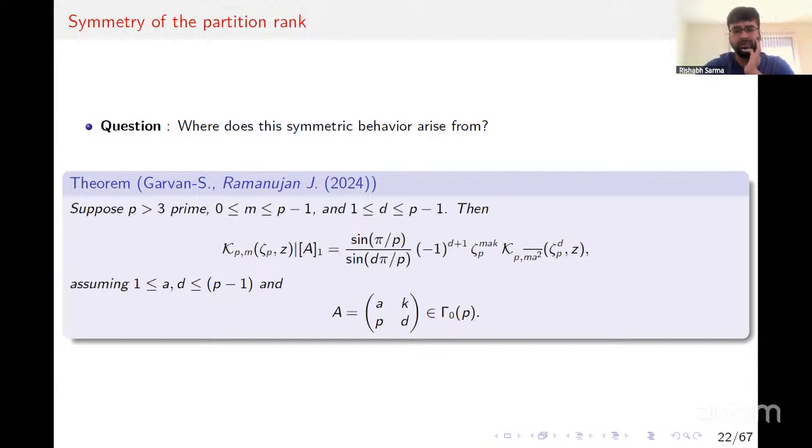This appeared in the Ramanujan Journal a couple of years back, where we see that the action of the congruence subgroup Gamma_0(P) on an element of the dissection lands us in a different element of the dissection, but it preserves the quadratic residue nature. That is to say, if M is a quadratic residue modulo P, so is M A squared, and if not, then not. And we have these prefactors out at the front, a ratio of sines and a root of unity.